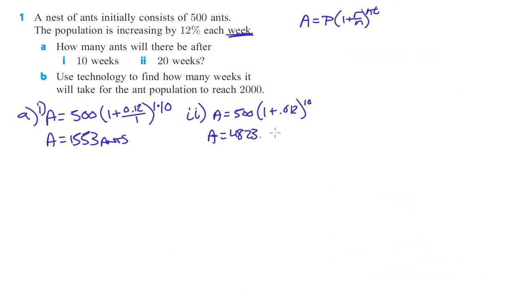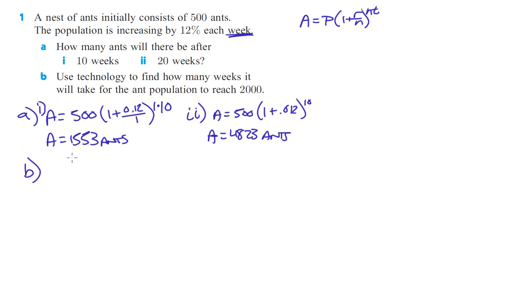Okay, so we'll call it that. So 4,823 ants. Again, in the back of the book will give us 4820. Okay, but we're good here. It says use technology to find how many weeks it will take for the ant population to reach 2,000.